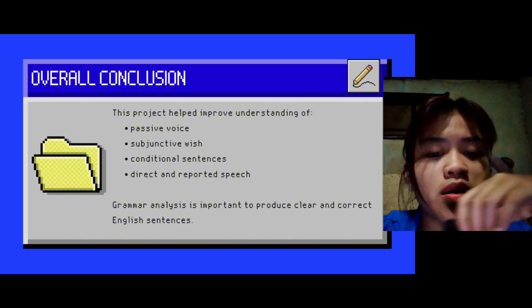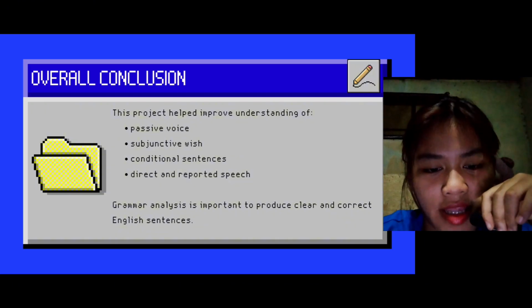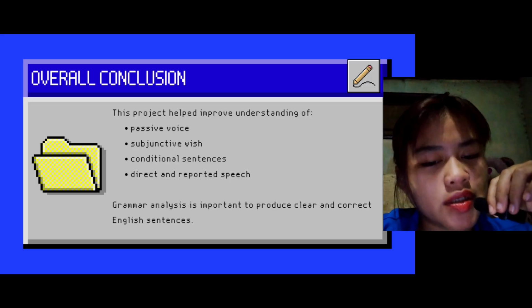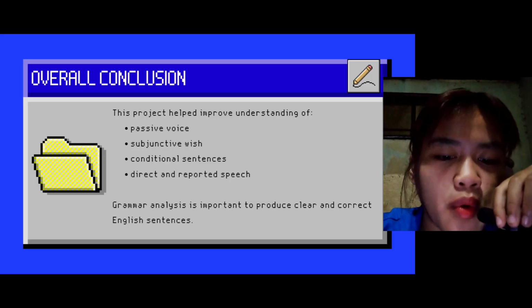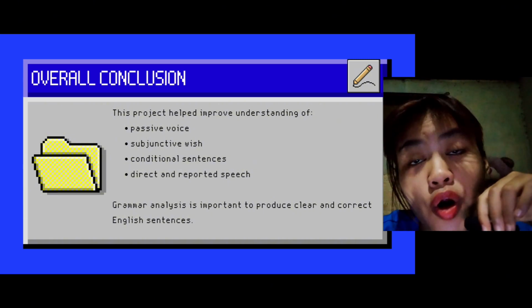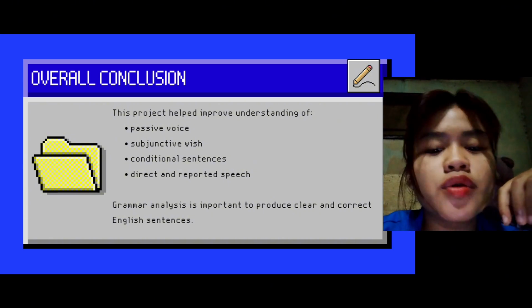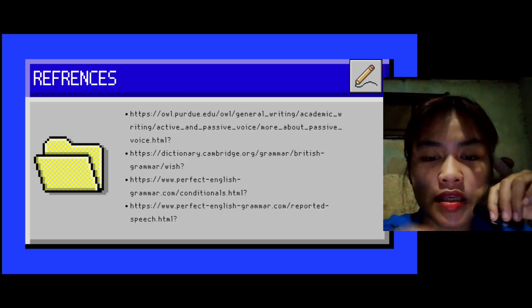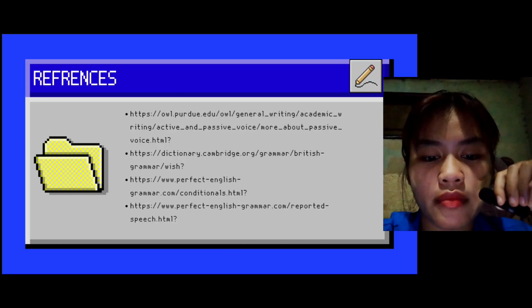Overall conclusion: the project helped improve understanding of passive voice, subjunctive wish, conditional sentences, and direct and reported speech. Grammar analysis is important to produce clear and correct English sentences. And this is for the reference.